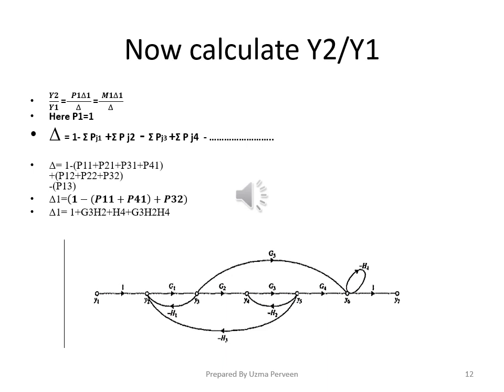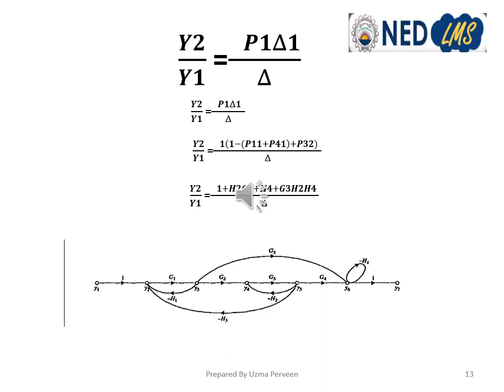And the next step is the same, we'll put the values of P1, del 1, del in the formula and we'll get the value of Y2 upon Y1. So after putting the calculated values of P1, del 1 and del, we'll find the value of Y2 upon Y1 is equal to 1 plus H2G3 plus H4 plus G3H2H4 upon del.